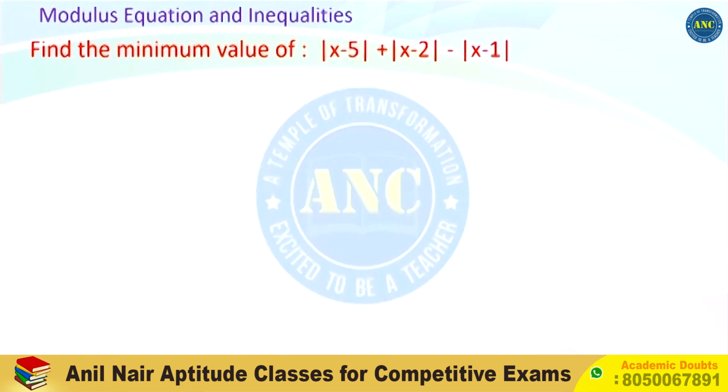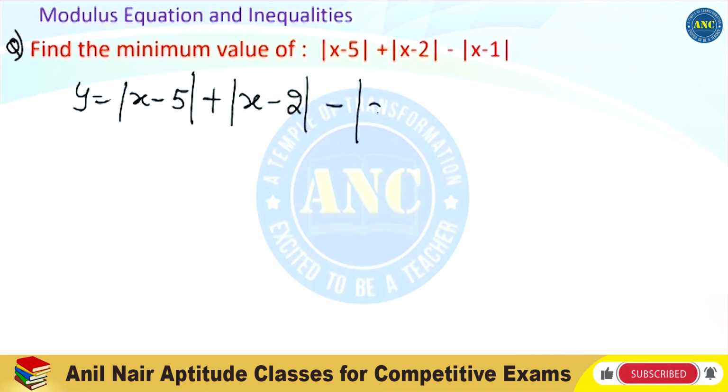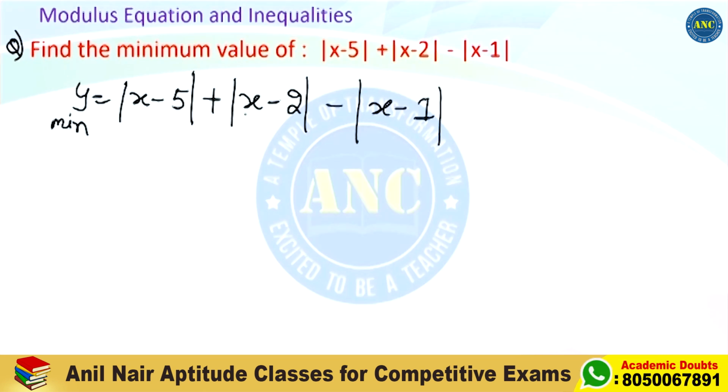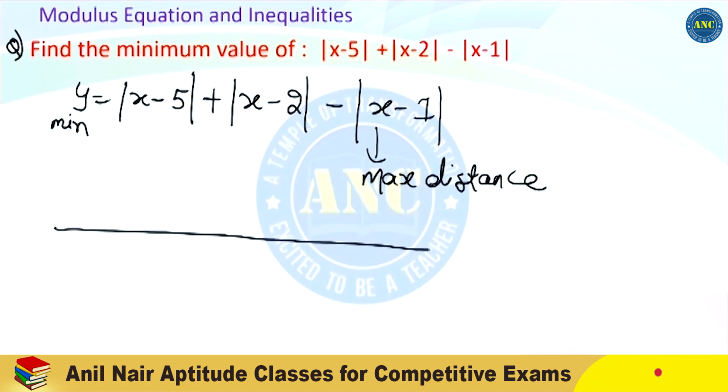Now it's a very beautiful question, sir. Please concentrate on this question. Y equivalent to mod of x minus 5 plus mod of x minus 2 minus mod of x minus 1. I want the minimum value. This is a plus sign, this is a plus sign, this is a minus sign. That means this should travel maximum distance, because there is a negative sign. First plot it on a number line. If I plot it on a number line, this is nothing but 1, this is nothing but 2, and this is nothing but 5.